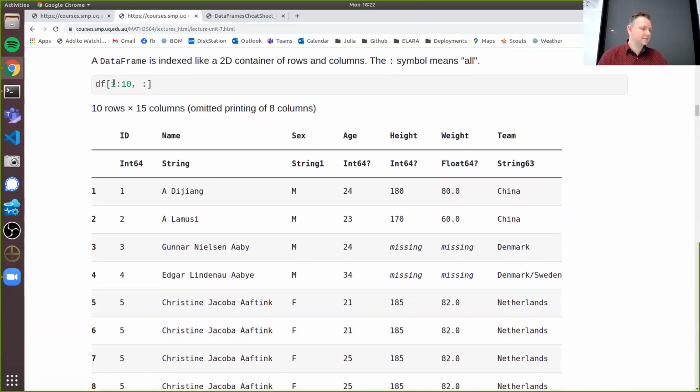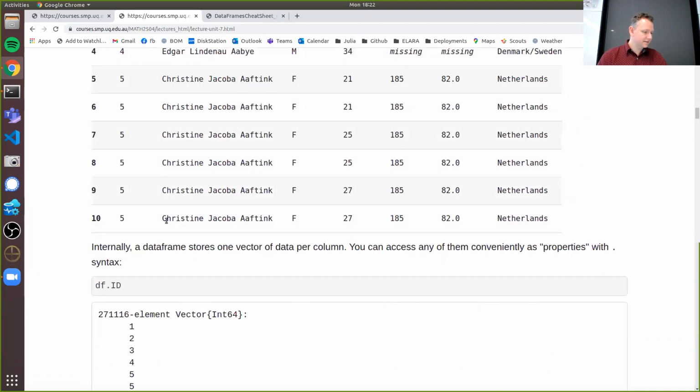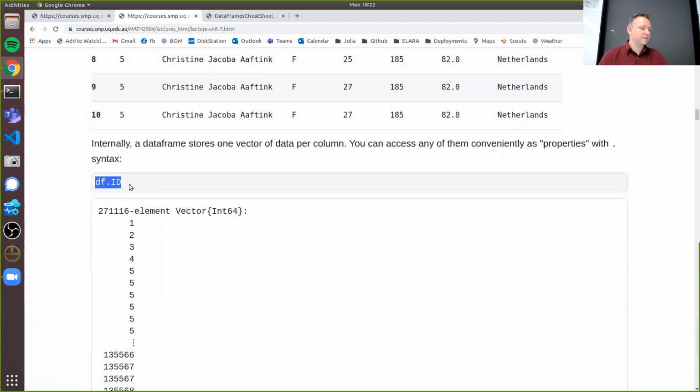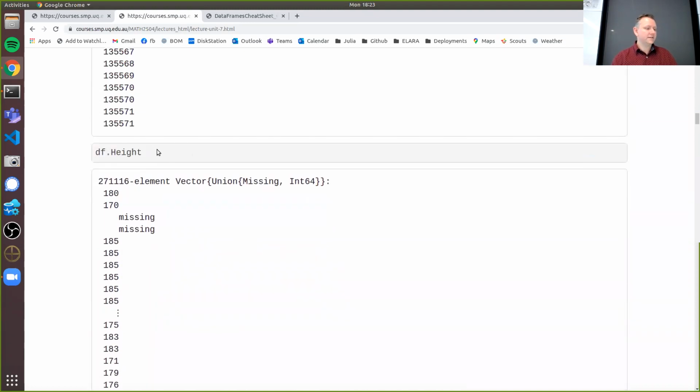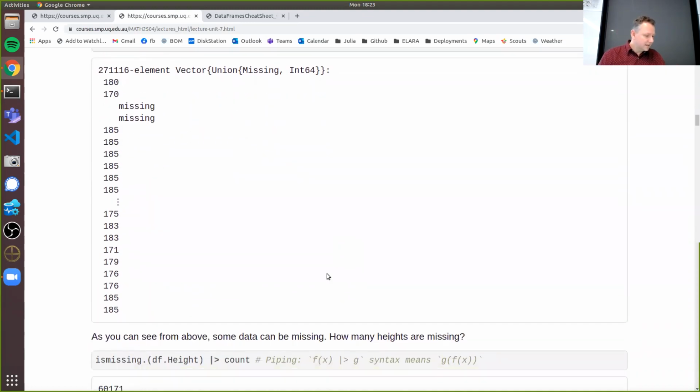So this is get the rows numbered 1 to 10. If you want to get one of the columns, you go df.id, and that will return all that data as a column, as a vector. So you can think of all the columns of data frames as just arrays. And you can get the height one. Here we can see that some of the heights are missing, as we noticed earlier.